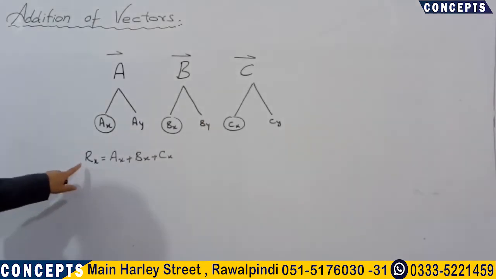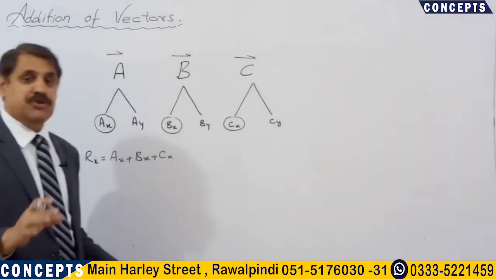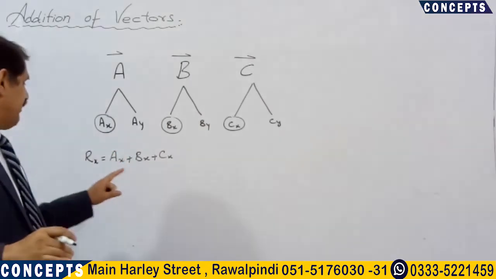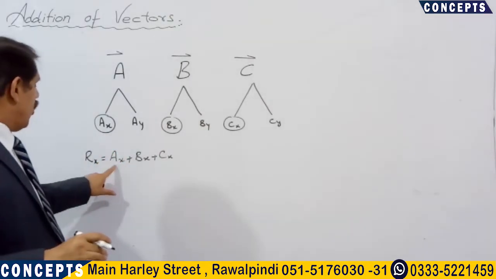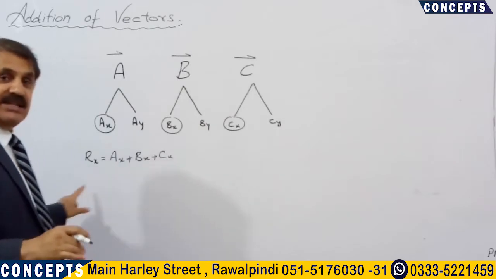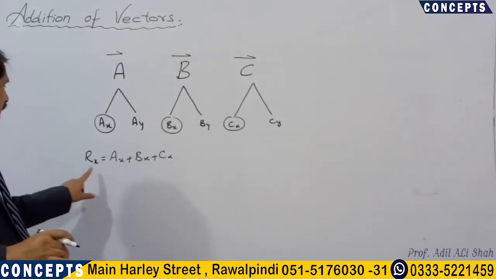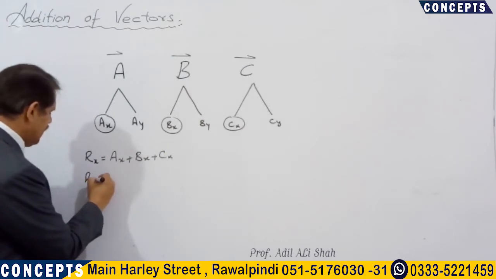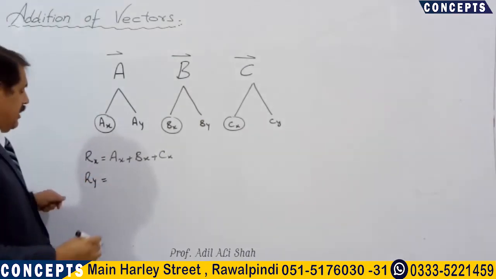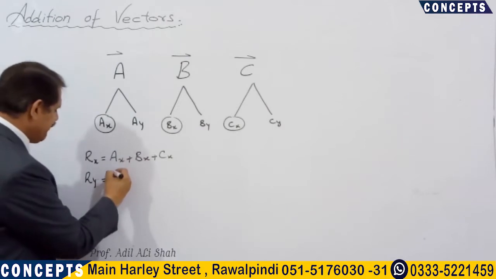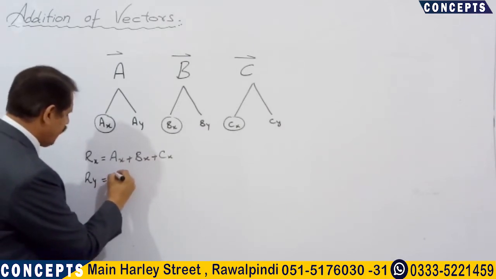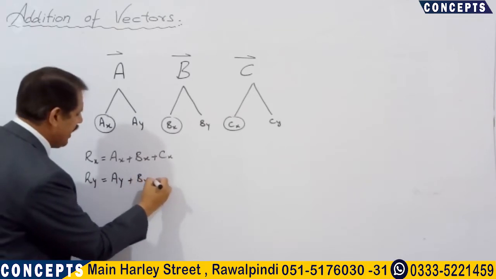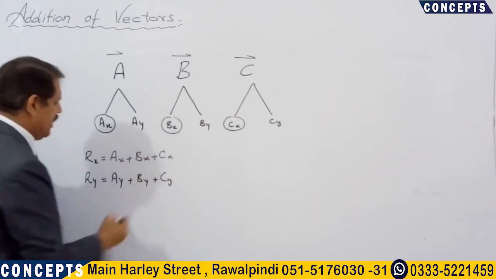Keeping in mind that this Rx is the magnitude of the x component of the resultant vector, and it is the sum of all the magnitudes. It means it is simply the magnitude along the x-axis. And Ry is the y component of the resultant vector, and it is the sum of all y components, Ay plus By plus Cy.